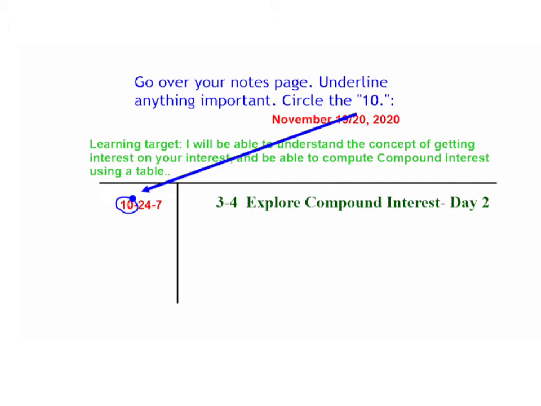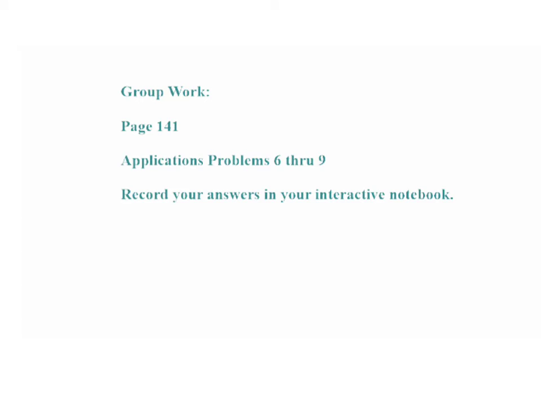All right, go over your notes, underline anything that's important, and when you're done doing that, circle the 10 in the left-hand column of your Cornell notes. Here is our group work, application problems 6 through 9. This is assignment 16. I think I called assignment number 15 number 16, but this is actually number 16. In Canvas, proceed to Canvas, and you'll be able to do it there.